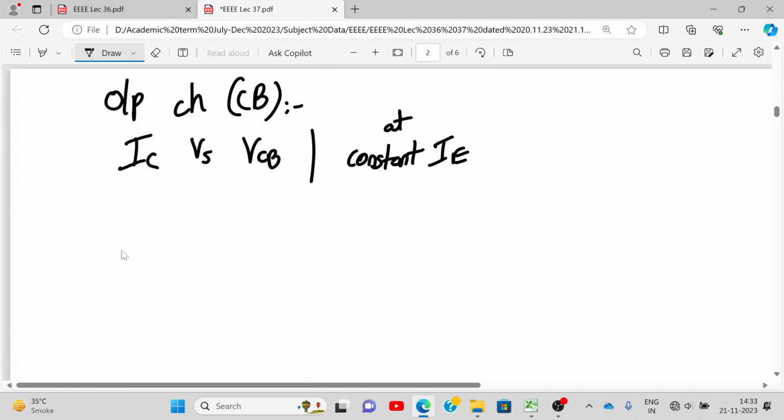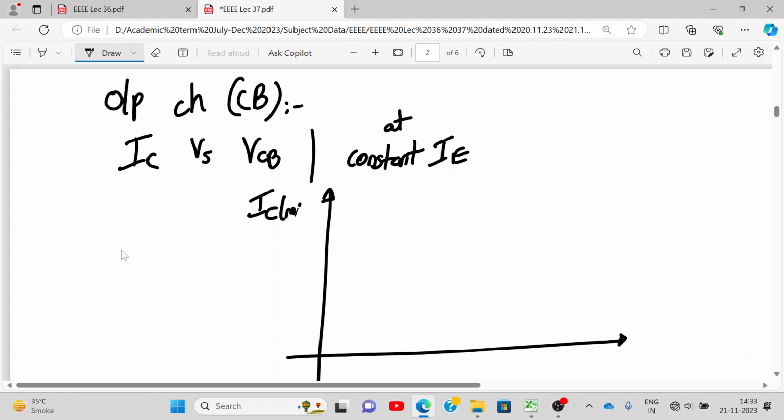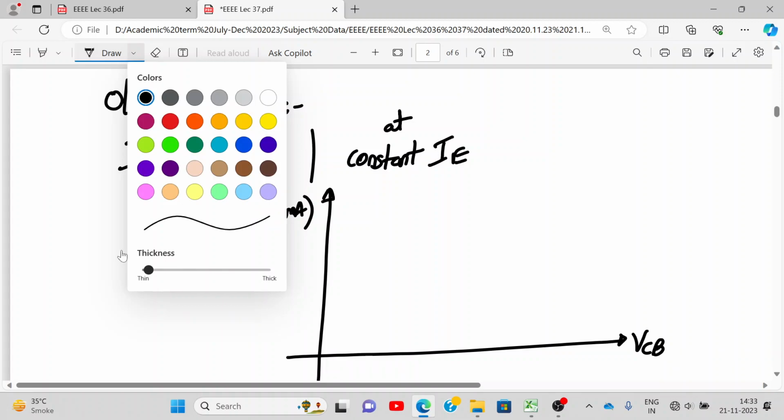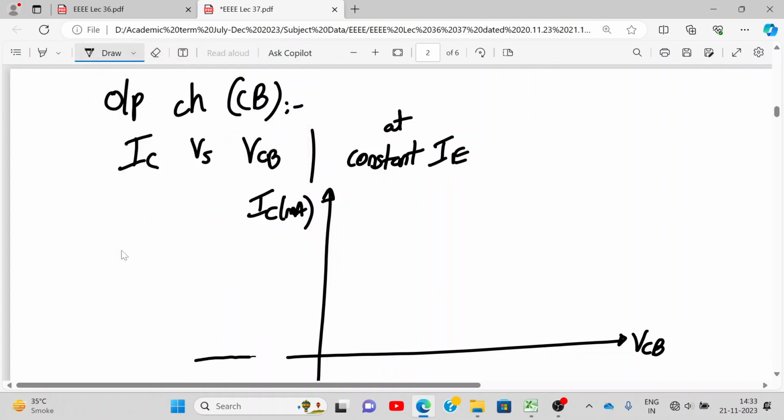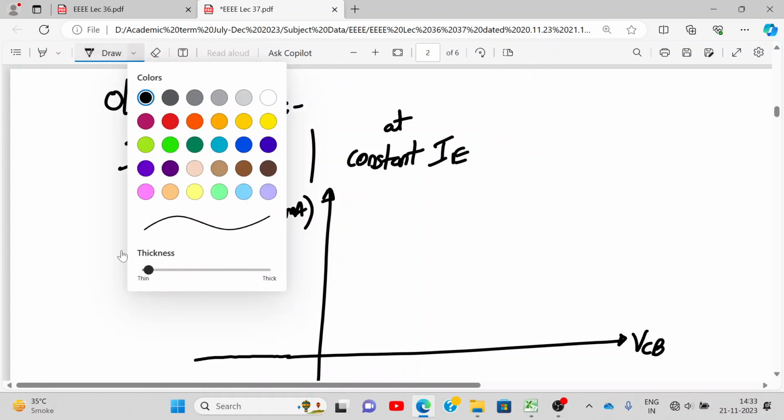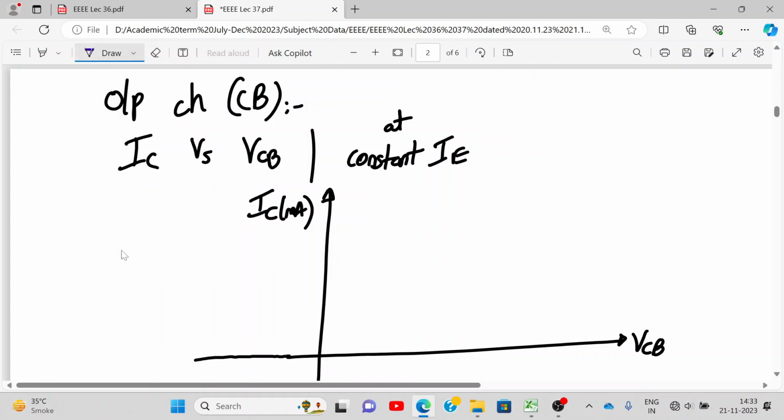And the graph, listen here, how you draw it. Everyone listen carefully. This is IC, this is VCB, okay? So you have to extend this graph because it goes negative. See how to draw it. Two parallel lines you draw, okay?